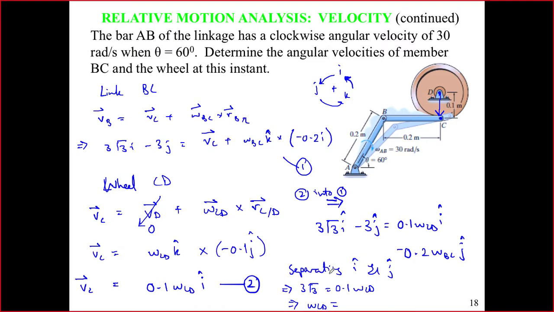It is about 52.0, to 3 significant figures, radian per second. Omega cd is 52 radian per second. Now I just want to point out that when I had written it down the first time around, maine usko scalar aur vector mein alag kar diya tha. Matlab omega cd was its magnitude aur plus k direction mein tha.